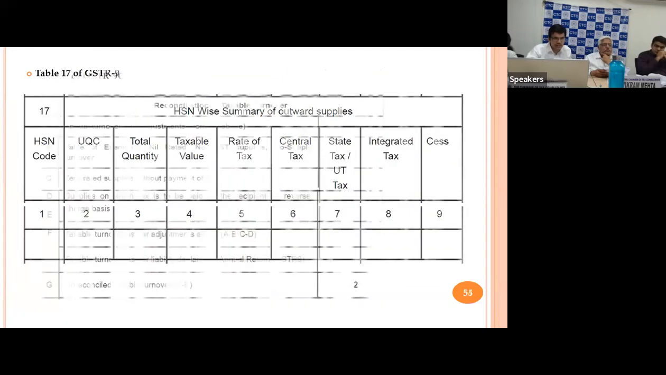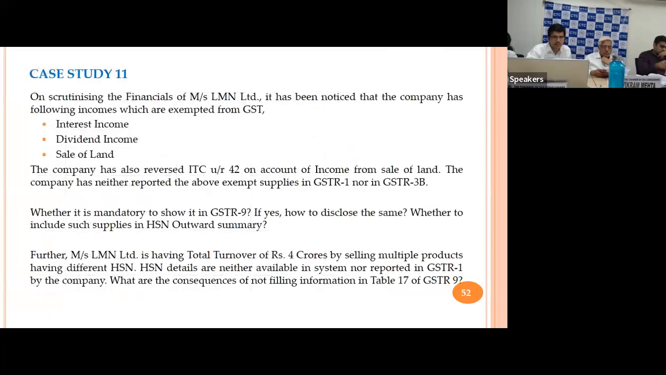And the next question itself says, I'll just come back to the question. LMN is having a turnover of 4 crores by selling multiple products having different HSN. Now the HSN details are neither available in its system nor reported in GSTR-1 by the company. What are the consequences of not filling the information in table 17 of GSTR-9?